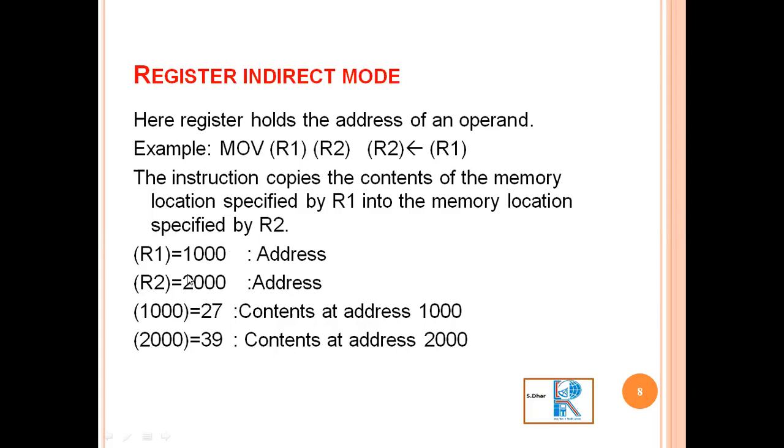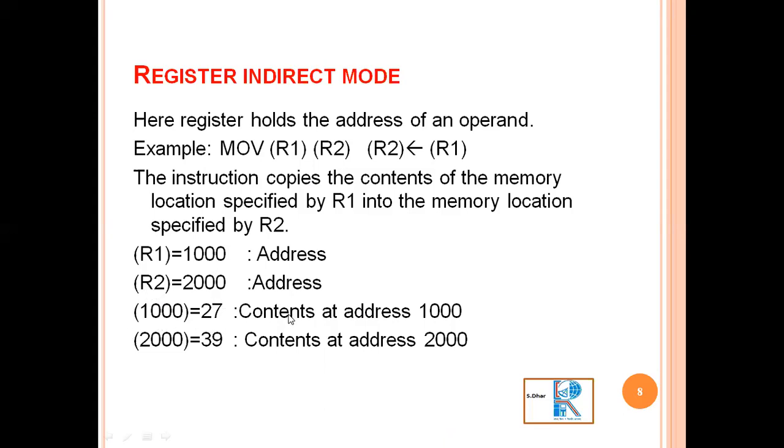Clear? R2 is 2000. Same thing. 2000 is not any data. 2000 is the address of the memory. Now move. The meaning of this instruction is the content of address 1000 will be moved, because the content of the register is 1000. That means the data which is stored in memory address 1000 will be transferred to the memory address which is written in R2. That means 2000. Okay, suppose at memory address 1000 the data is 27.